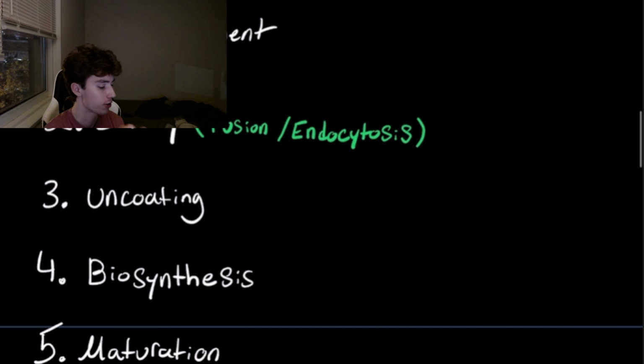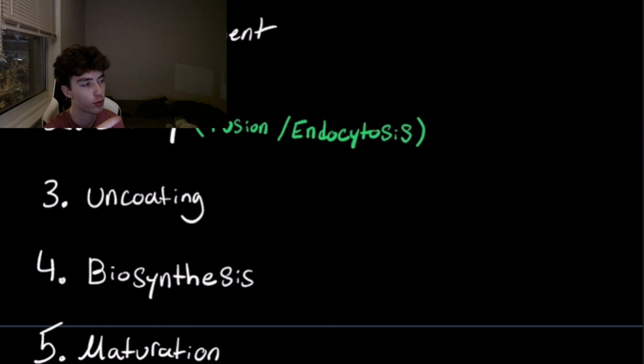So fusion happens when the membrane or the envelope on a virus binds or integrates with the host cell's membrane. It fuses with the host cell membrane. Thus, the viral genome is getting inserted into the host cell. Endocytosis is a little bit more complicated, I guess. That is when the host cell essentially engulfs the virus itself. It's a little bit trickier than that though.